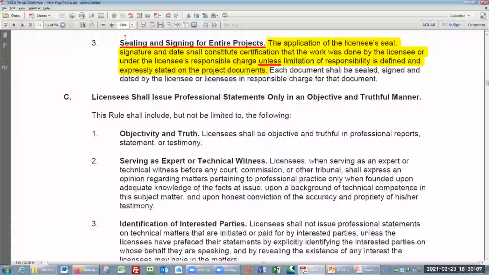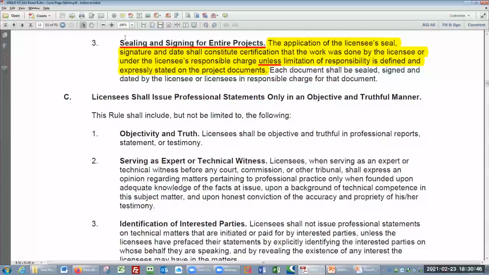This is a point of confusion which I see sometimes. People don't realize it's confusing, but they put the wrong thing down when they use their seal, so it's worth going over. Notice the title says sealing and signing for entire projects. So think of a plan set. The application of the licensee's seal, signature, and date shall constitute certification that the work, what work? The entire project was done by the licensee under the licensee's sole charge, unless limitation of responsibility is defined and expressly stated on the project documents.